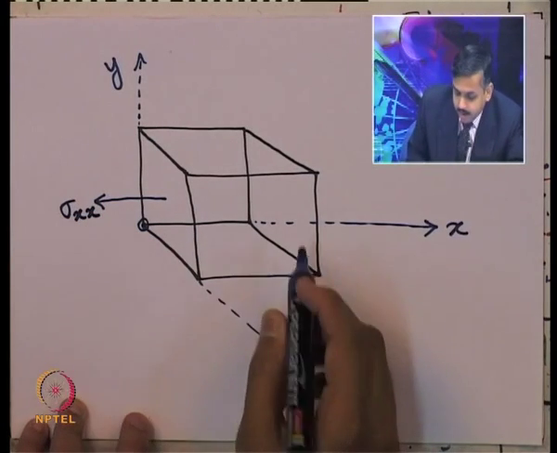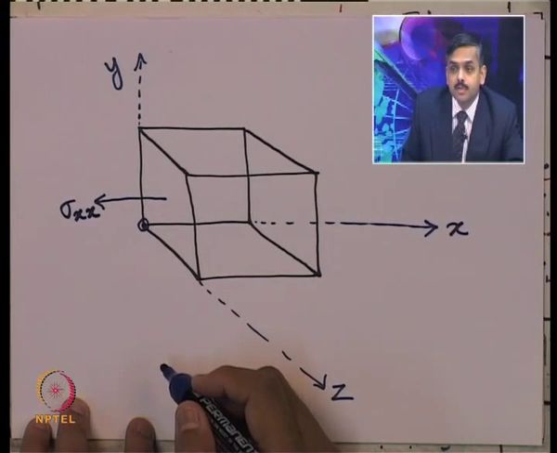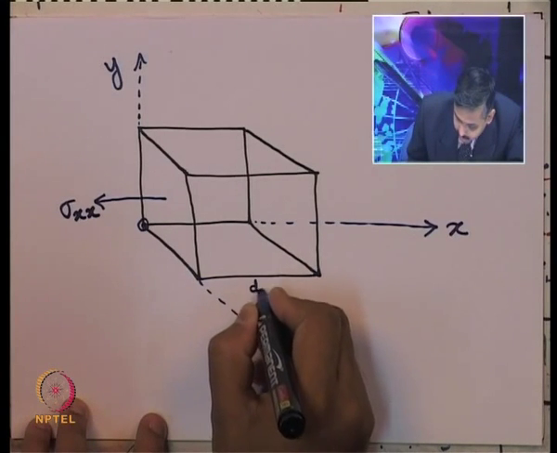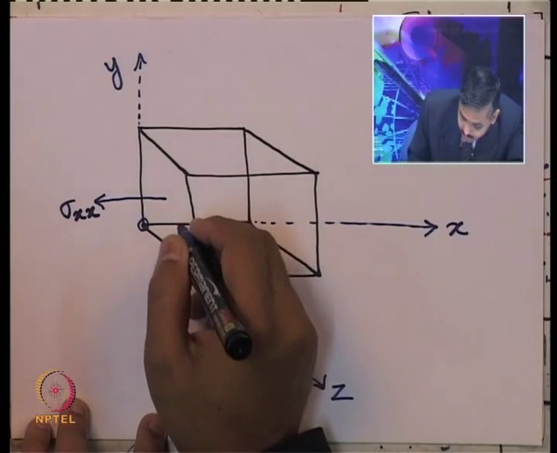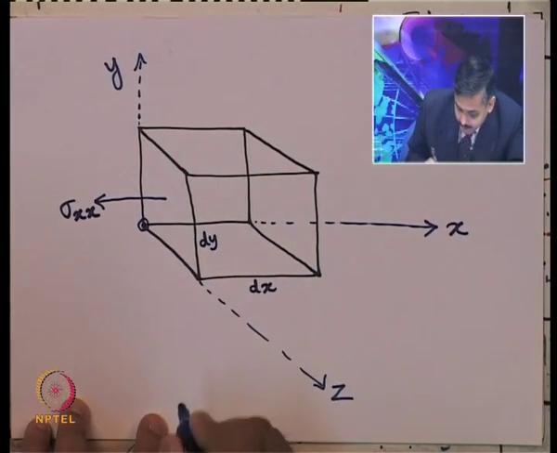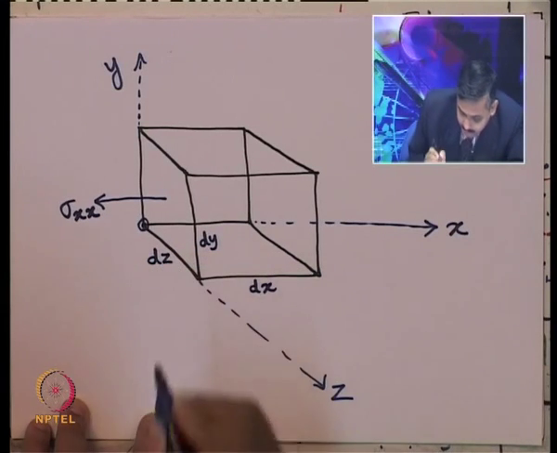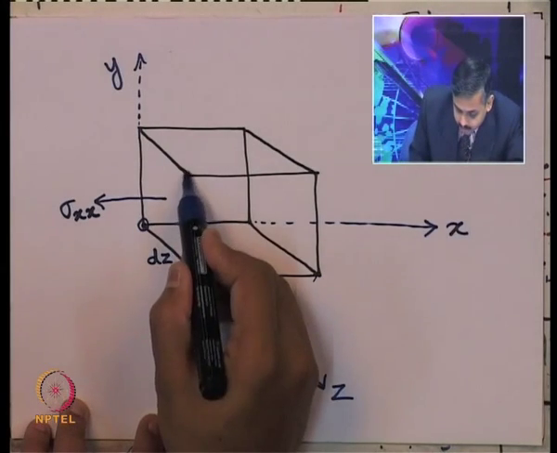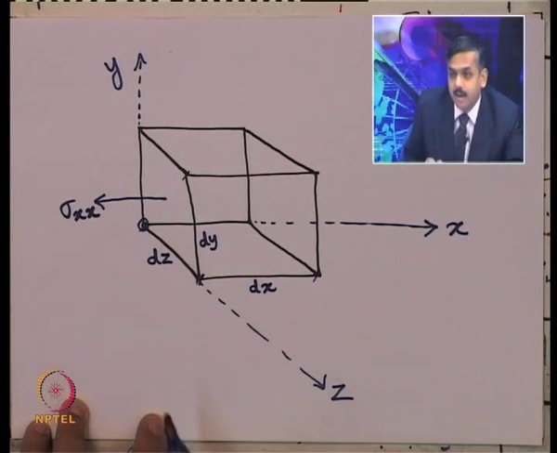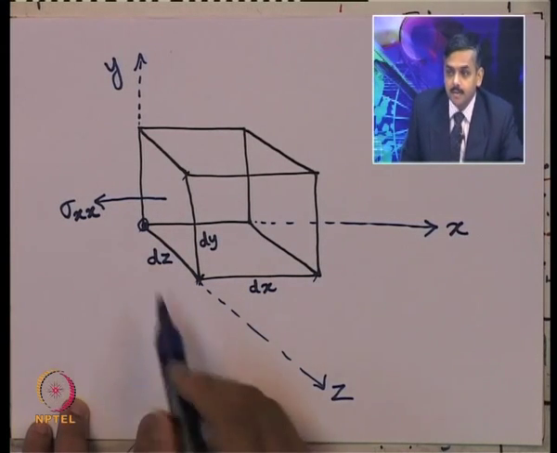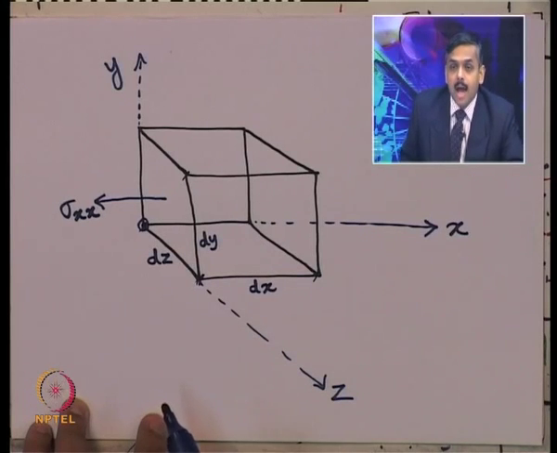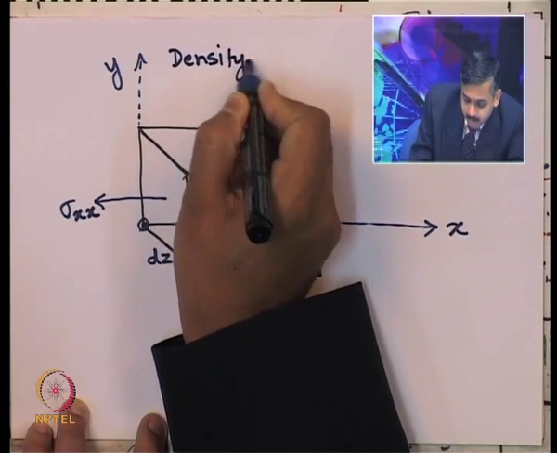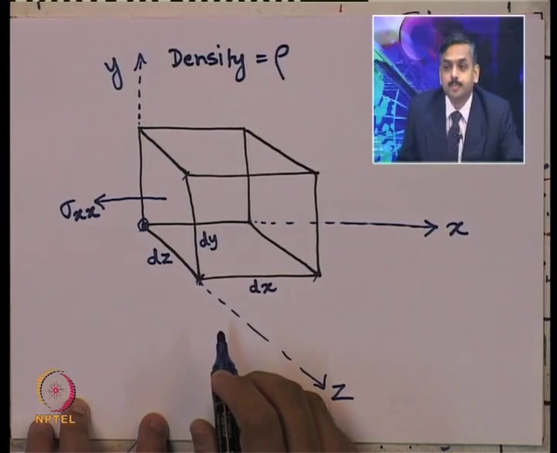And what are the dimensions of various sides of this small infinitesimal element? Let us say in x direction it is dx, in y direction it is dy, and in z direction it is dz. Okay? So, this to this is dx, this to this is dy, and this to this is dz. Fine? These are the dimensions of the material. And let us say the density of the material is known as rho. Okay.